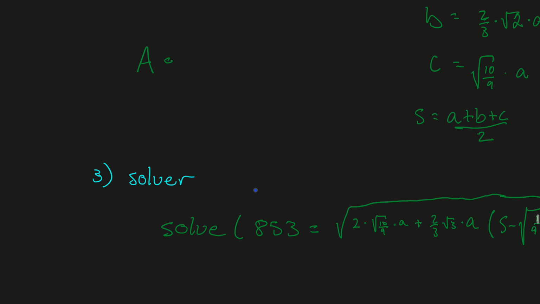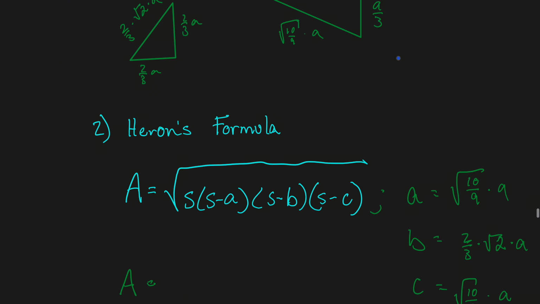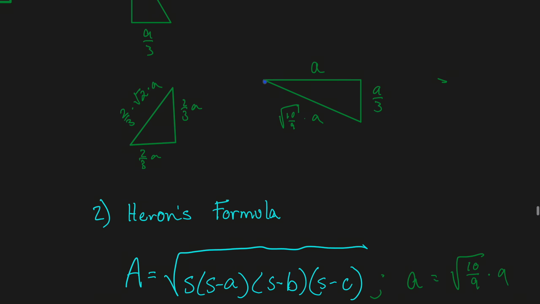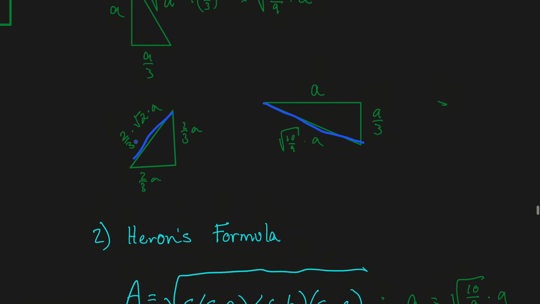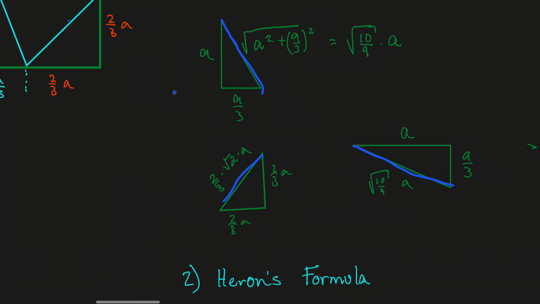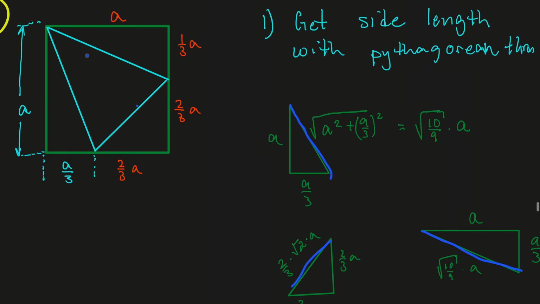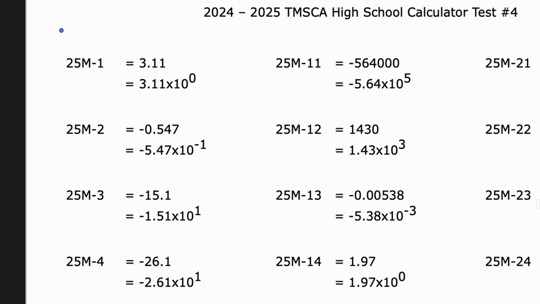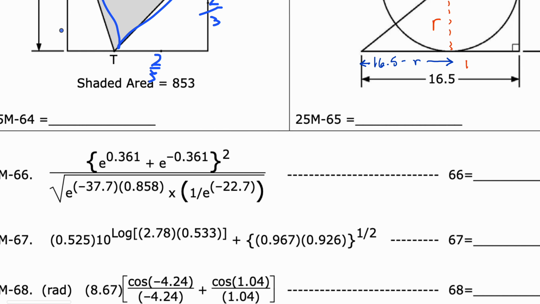Don't forget, S is the semiperimeter. The 3 sides added up divided by 2. And the 3 side lengths would be the diagonals here that we found for our triangle. Okay? Because again, Heron's formula uses the 3 sides and the semiperimeter with those sides. So it would be the semiperimeter there. Okay? Alrighty. Let's continue. Last question.